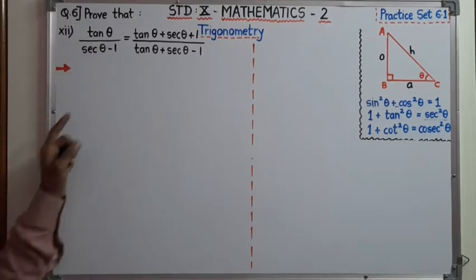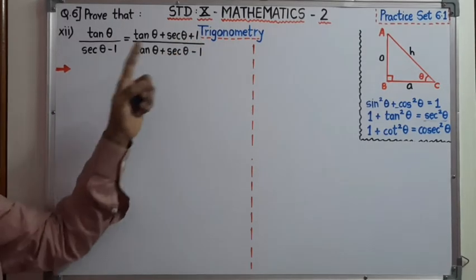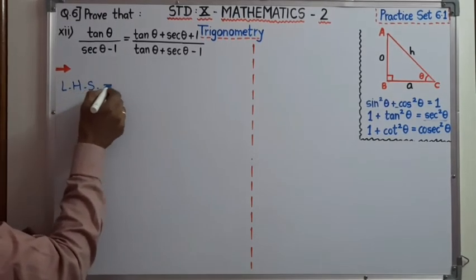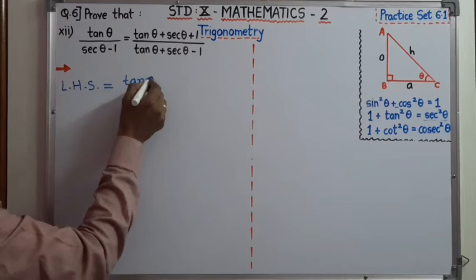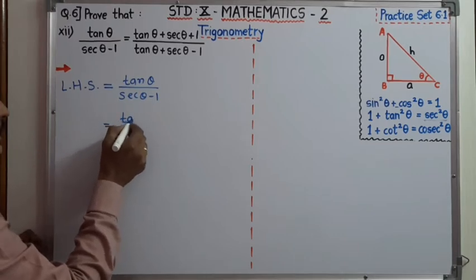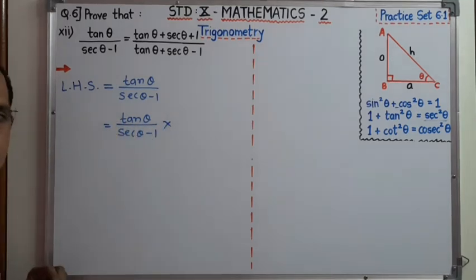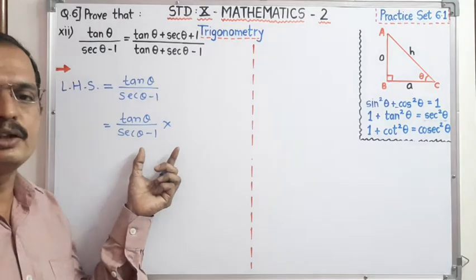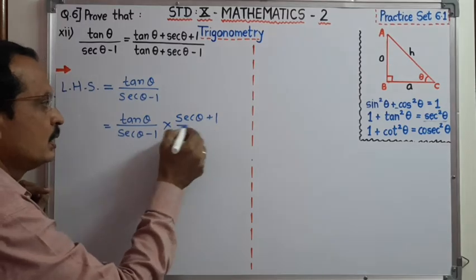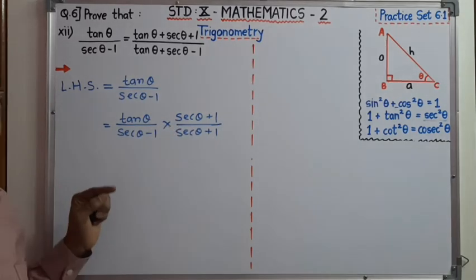Tan theta upon sec theta minus 1 is equal to tan theta plus sec theta plus 1 upon tan theta plus sec theta minus 1. Dear students, see here we have to write the left hand side. LHS is equal to tan theta upon sec theta minus 1. First of all, we have to rationalize the denominator. For that purpose, we have to multiply with sec theta plus 1 upon sec theta plus 1. Multiply and divide with the same number.